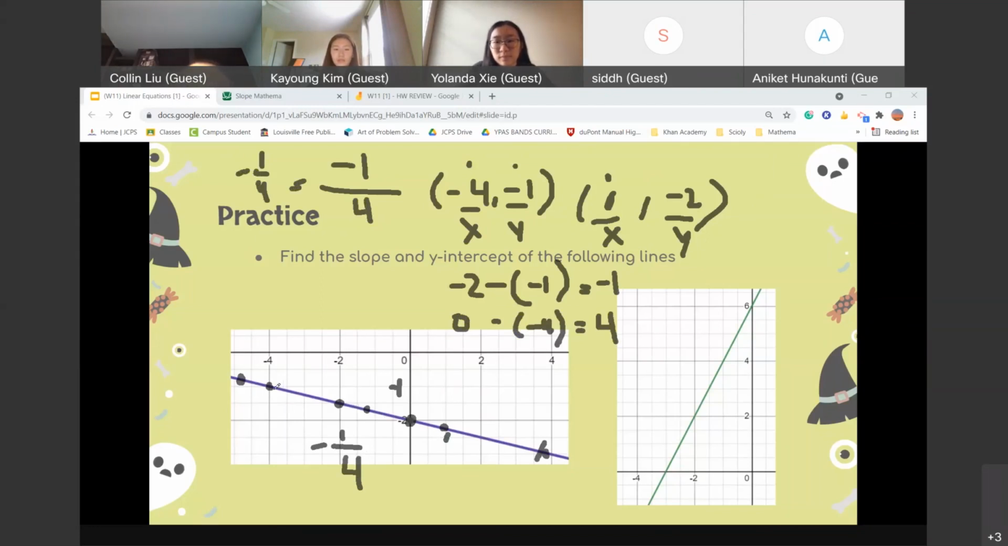And if I looked at the rise and run method, I could do these 2 points, this one and this one. This might be hard to see, but I went down 1, that's my rise, -1, and I went right 4. So it's -1/4. Okay, does that make sense?